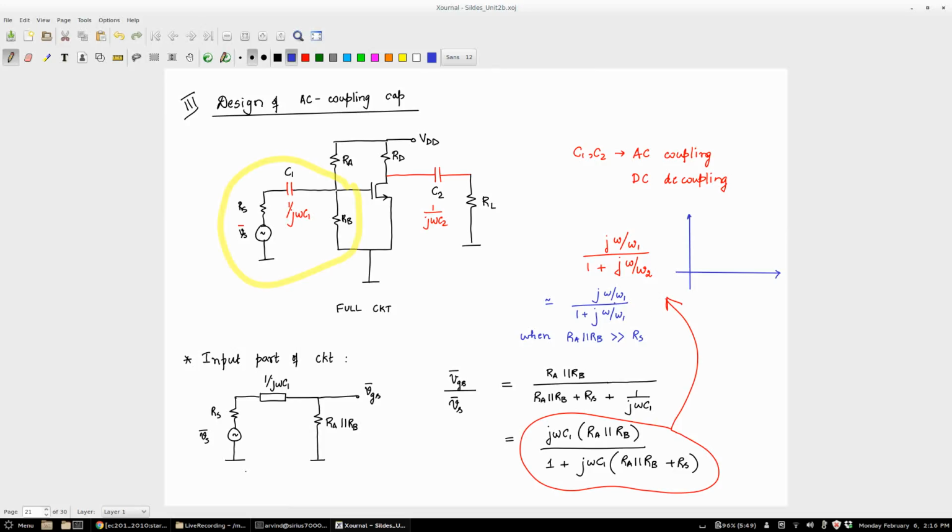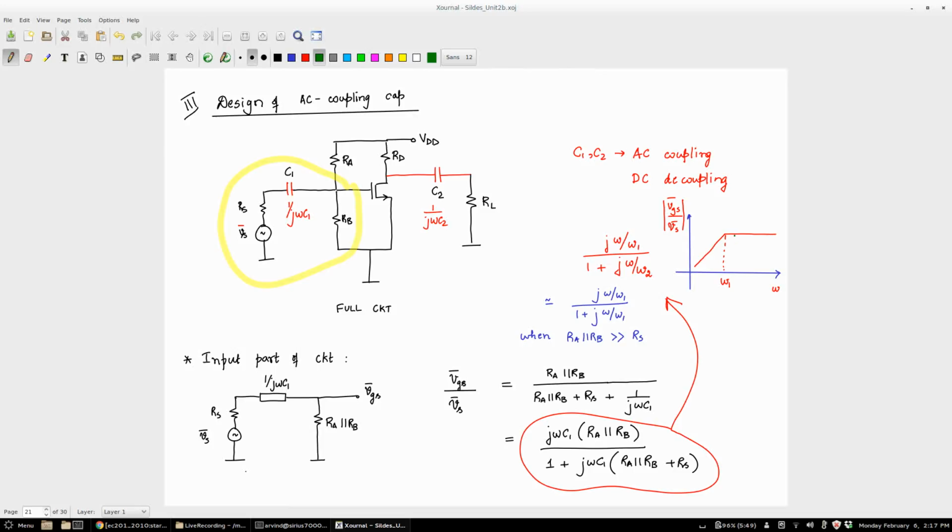Correct? Now at omega less than omega 1, how will this look? If omega is less than omega 1, you drop the j omega by omega 1 with respect to 1. So you will just have omega by omega 1. So you are going to have a 20 dB per decade rise, right? And then for omega much greater than omega 1, what will happen? You drop the 1 with respect to the j omega by omega 1, and all of them become 1. So basically the frequency response will go up like this, and then it will be flat at 1.